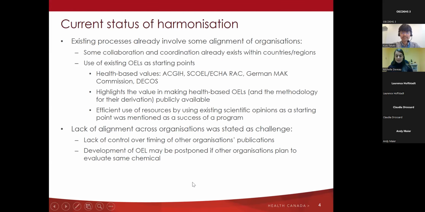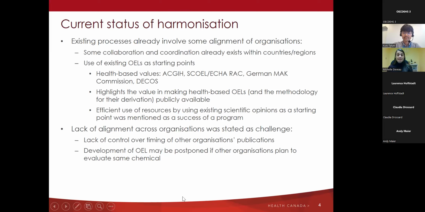So the current status of harmonization that we identified through the surveys: there is some harmonization that is already occurring. Typically, what we were seeing is that the collaboration and coordination was occurring mostly within countries. So within Canada, within the US, and within different European countries and Japan as well. And then also at the regional level in Europe. But there didn't seem to be any high-level international collaboration that was already occurring.